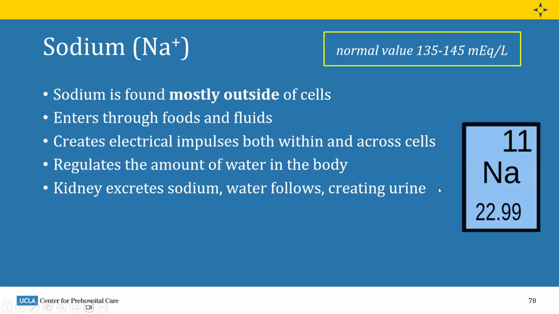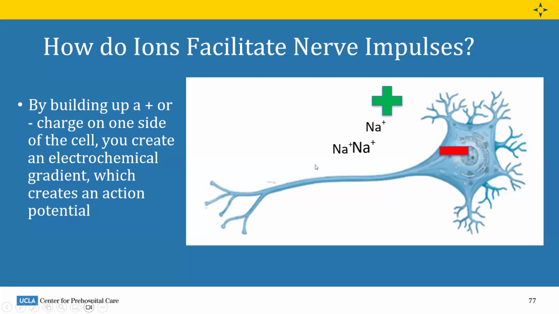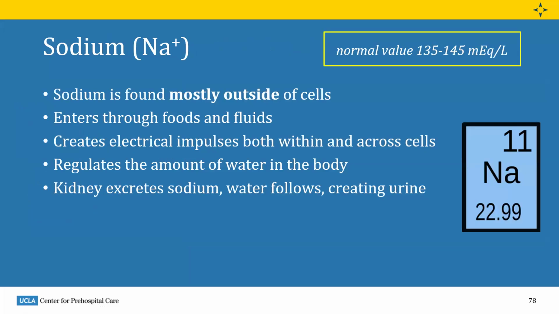So let's move on to talking about individual electrolytes and why they're important and what can happen if you don't have a normal electrolyte level. So sodium, and up in this corner is where normal values are. Okay. Sodium is found mostly outside of cells, right? So the cells are constantly pumping sodium out. We take sodium in through foods and fluids, and it's super important in creating electrical impulses, both within and across cells.